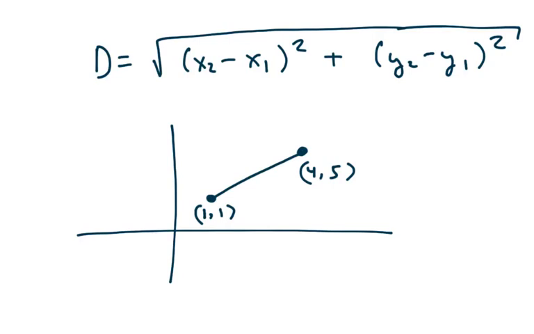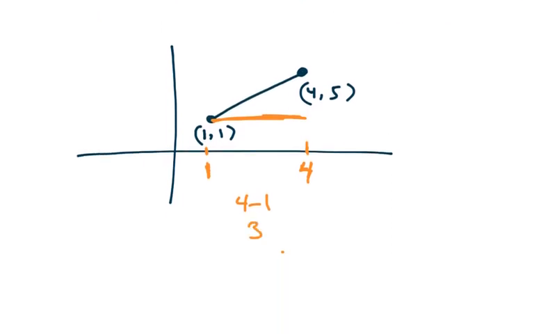And I ask you to find the distance from 1, 1 to 4, 5. Well, one thing you can do is, if you realize that this is 1 and this is 4, right? If I extend this line out, what is the distance from 1 to 4? Well, that is 4 minus 1, which is 3. Okay? Now, what if I ask you what this height is? Well, this height is, remember, this is 1 and this is 5. So the height is 5 minus 1, which is 4.